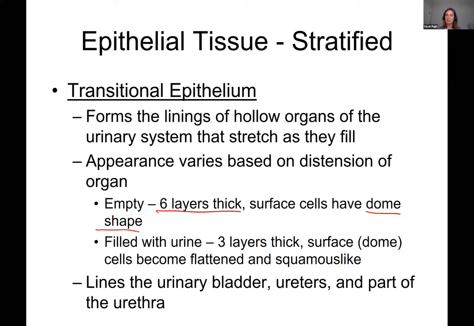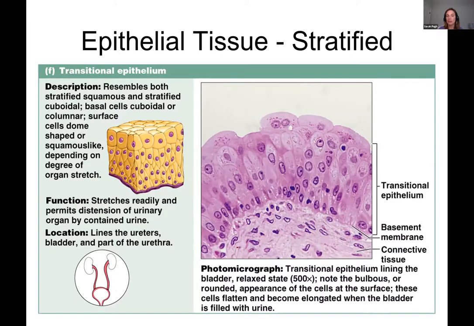In this transitional epithelium, it's really thick when it's empty, but as it stretches, as it fills, it's going to stretch and get thinner. So it'll go down to about 3 cell layers thick, and the dome shape of the cells on the apical surface will go away. They'll become more flat.